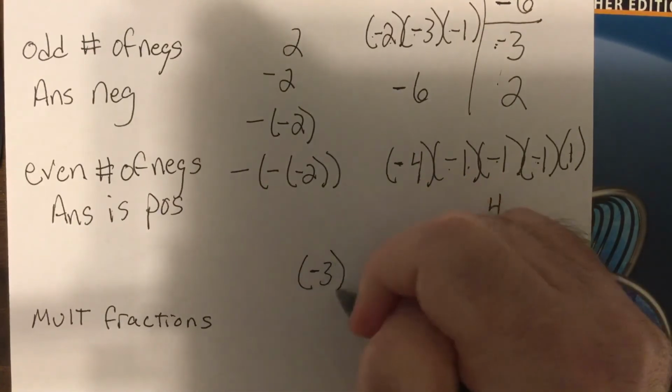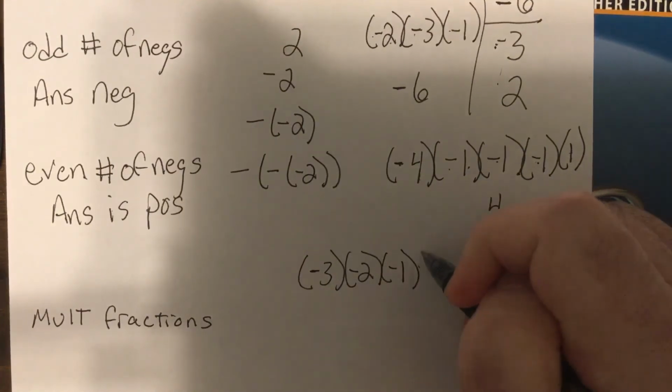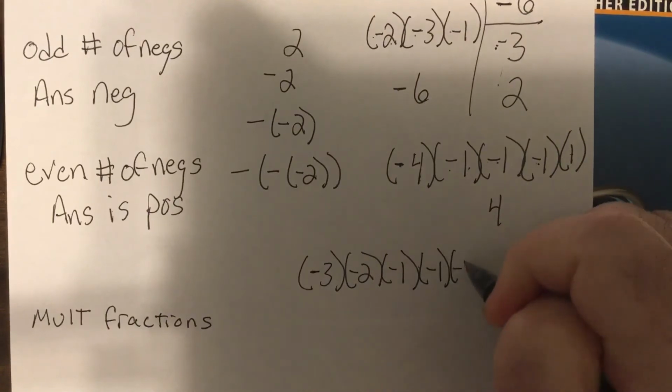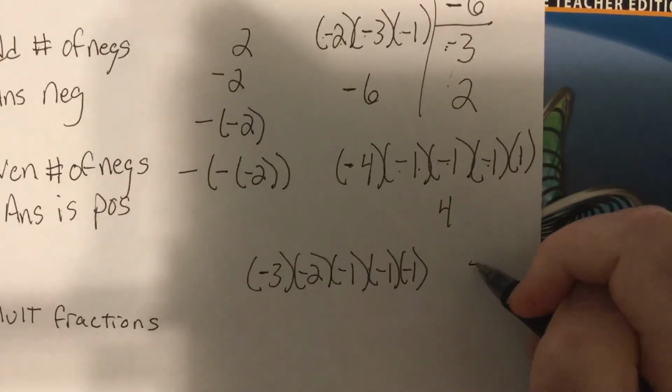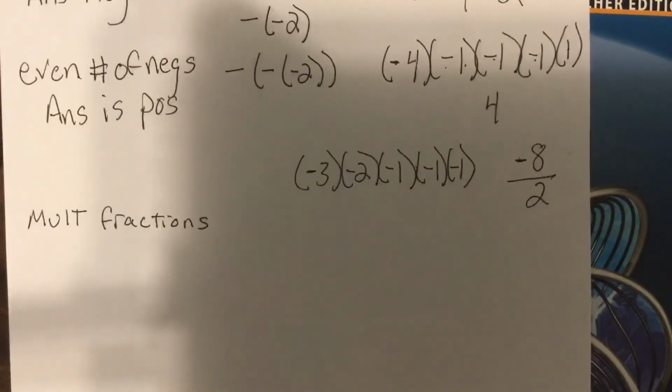So do these two for me. Negative 3, negative 2, negative 1, negative 1, negative 1. And what's negative 8 divided by positive 2? Do those two and then turn it off.